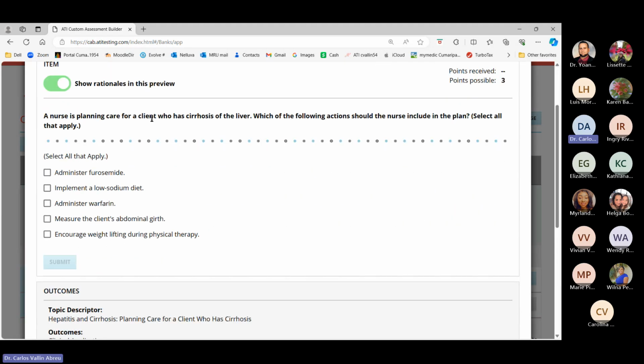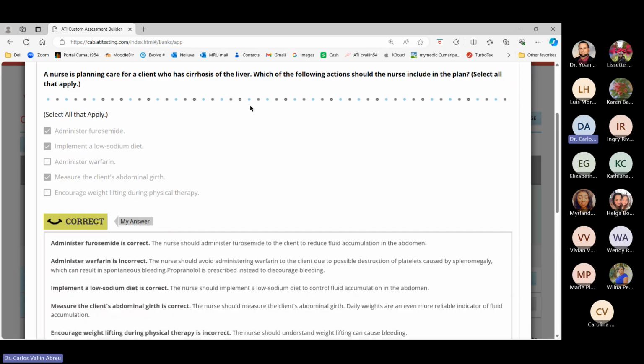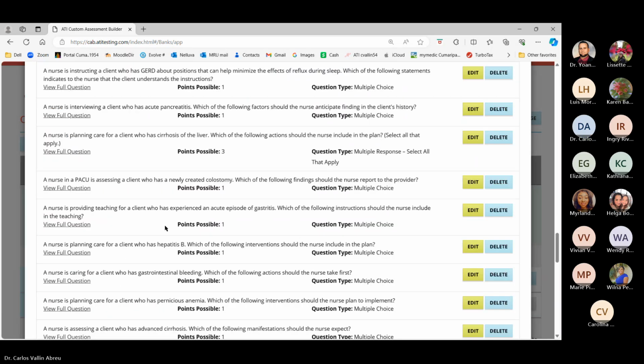A nurse is planning care for a client who has cirrhosis of the liver. Which of the following actions should the nurse include in the plan? Administer the diuretic furosemide, yes. Implement the low sodium diet, yes. Administer warfarin, no. Measure the client's abdominal girth, yes. Encourage weight lifting, no, because of the varicose veins. Valsalva should be avoided.